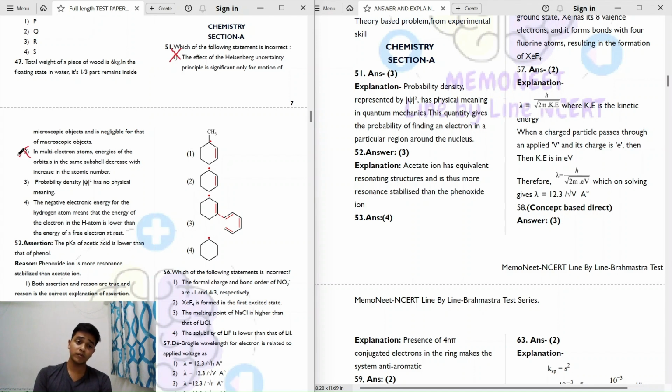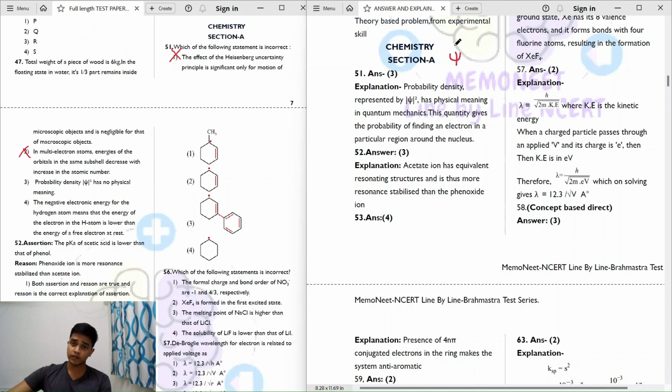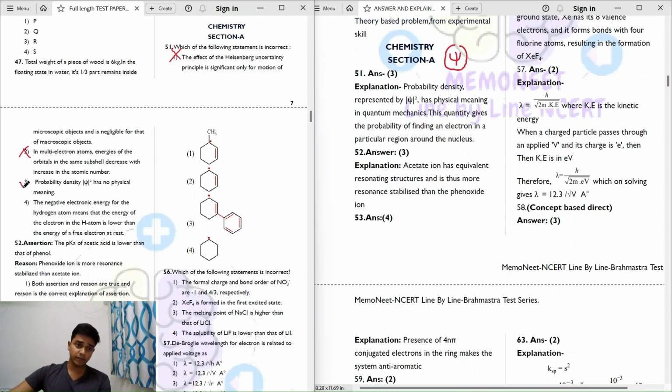Statement 3 says probability density, which is psi square, has no physical meaning. So this is an incorrect statement because psi square, which is the probability density, tells us the probability of finding an electron in a given region around the nucleus. So it does have a physical meaning. Whereas if the question asked me about psi, which is the wave function, psi does not have any physical meaning, so that would have been a correct statement. However, psi square has a physical meaning and represents the probability of finding an electron. So statement 3 will be our answer because it is an incorrect statement.